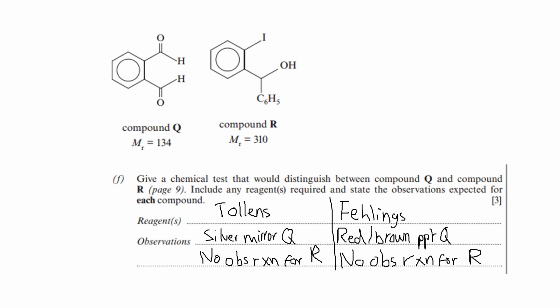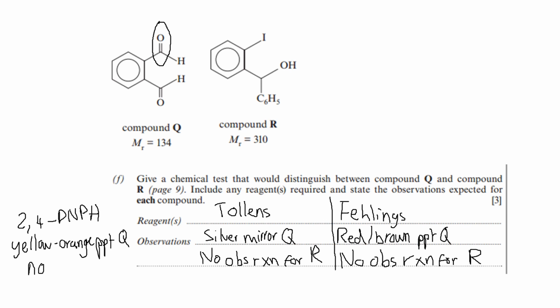And if you didn't have any Tollens or any Fehling's, because the aldehyde group contains a carbonyl, you could use 2,4-DNPH as well. 2,4-dinitrophenylhydrazine. I believe it's acceptable just to write 2,4-DNPH though for the exam. And that would give a yellow-orange precipitate for Q. And once again, no observable reaction for R.